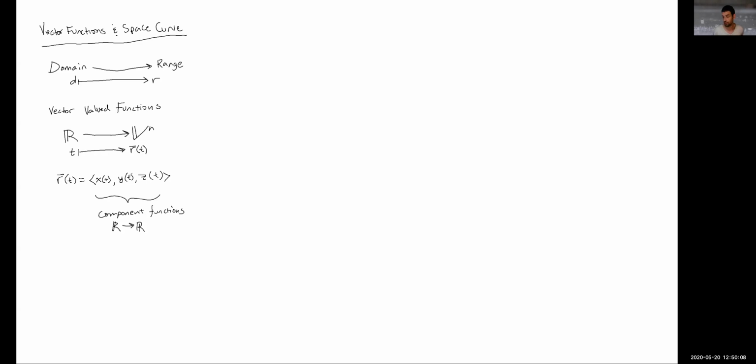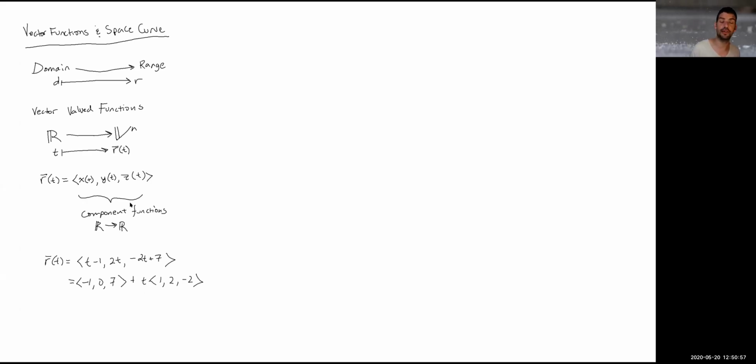Remember the equations we came up with for lines. Let's just write one down. If I wrote the equation r of t equals ⟨t − 1, 2t, −2t + 7⟩, you might recognize this as an equation of a line. I could also write it as ⟨−1, 0, 7⟩ plus t times ⟨1, 2, −2⟩. For each value of t, I spit out a number in each of these components, and what I get is a vector pointing at a point on the line. Again, I want to keep that distinction between the points on the line, or the points in this function. We'll see these are what we call our space curves, but these are actually vectors.